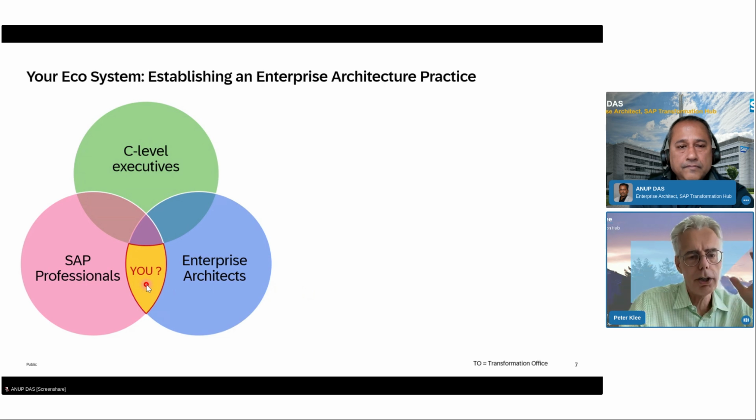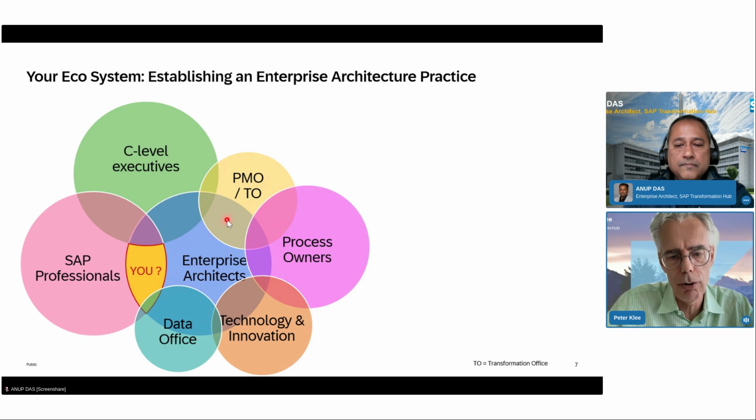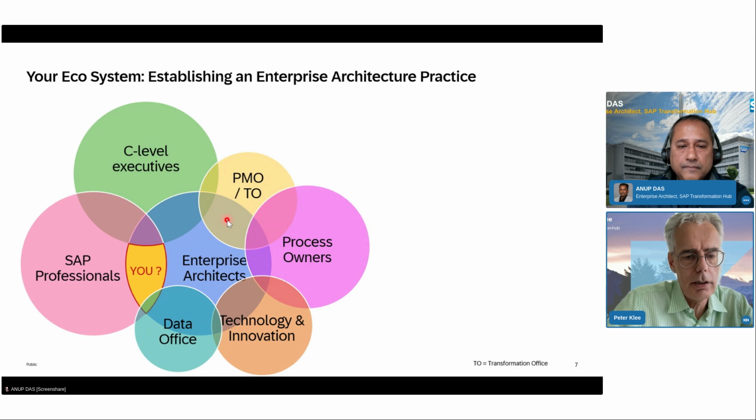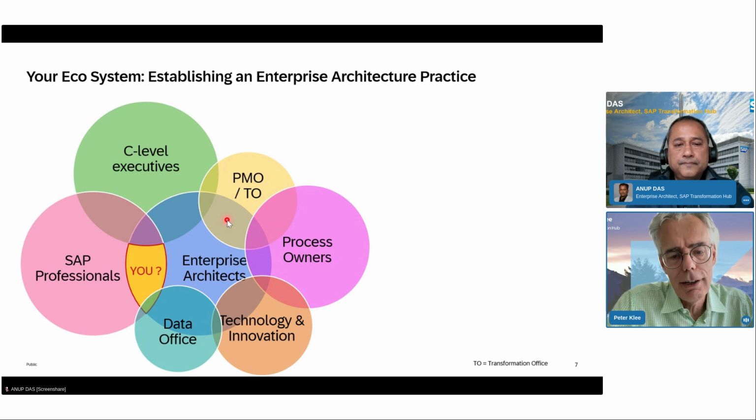But if you think broader, then the next expansion is, okay, there's also the PMO, project management office, or transformation office, TO, process owners, technologies, data offices. Often these are practices in companies, either in isolation or in overlap. And I think our picture of enterprise architecture is, yeah, there's a lot in common. Therefore, these practices need to work together.